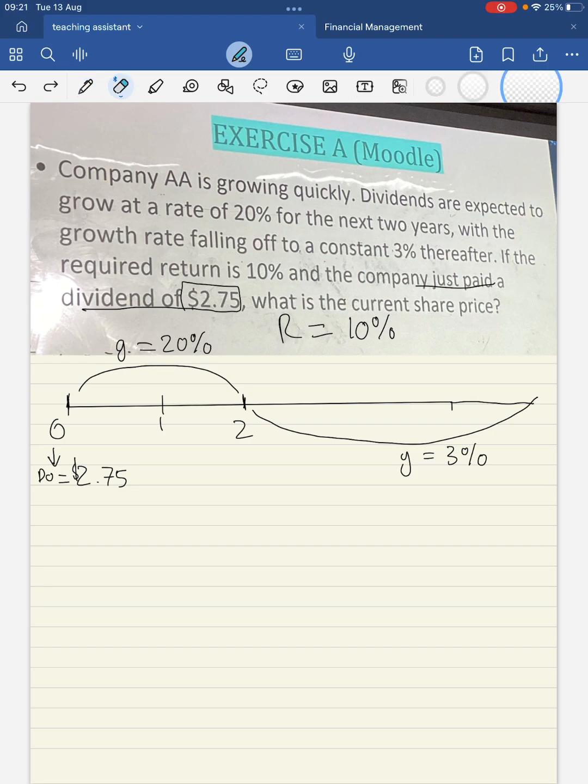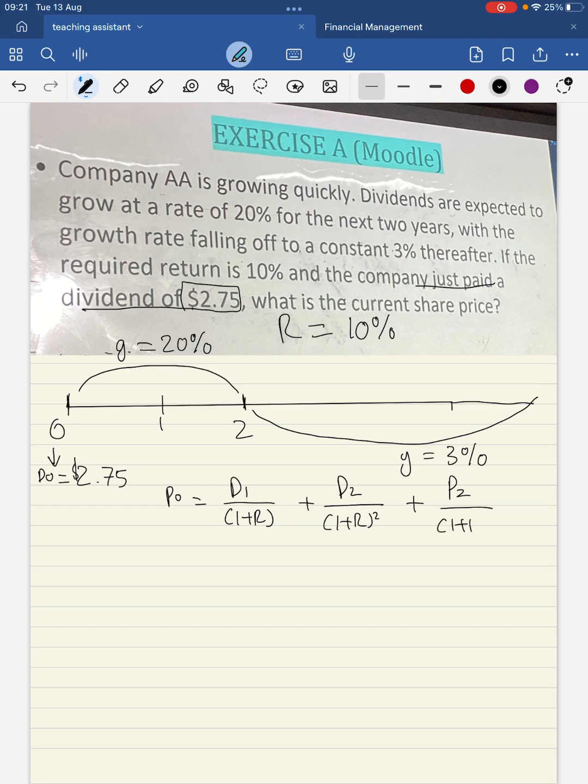Applying the concept of discounted cash flow valuation, we find out that P0 is equal to D1 divided by 1 plus R, plus D2 divided by 1 plus R squared, and also plus P2 divided by 1 plus R squared. So how do we find P2, D2, D1? Because they are not mentioned in the question.